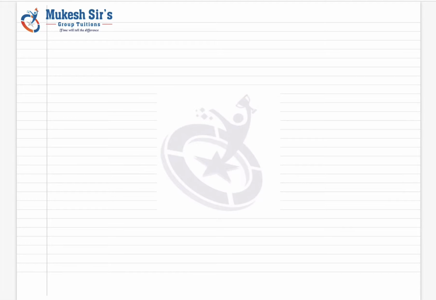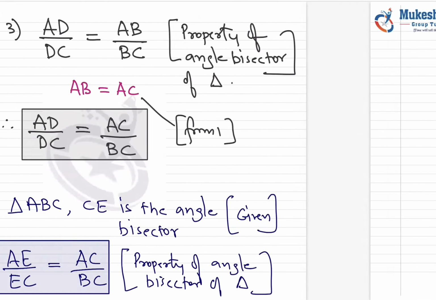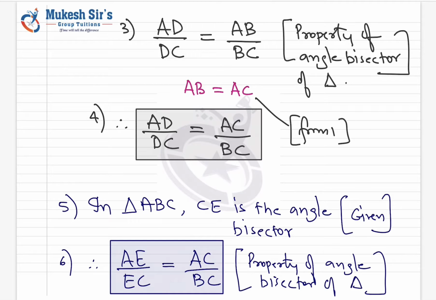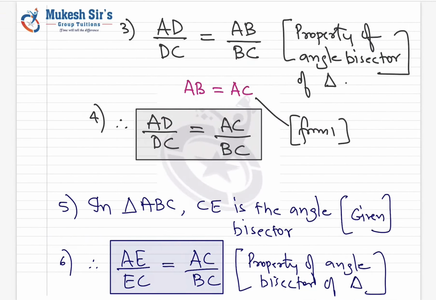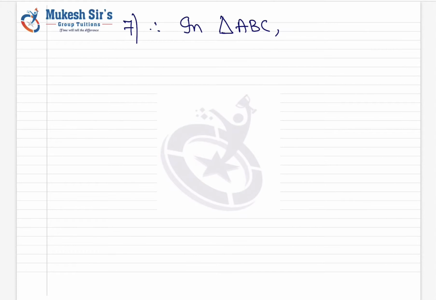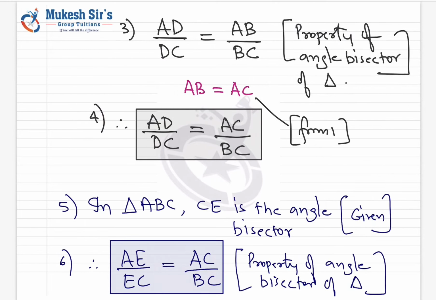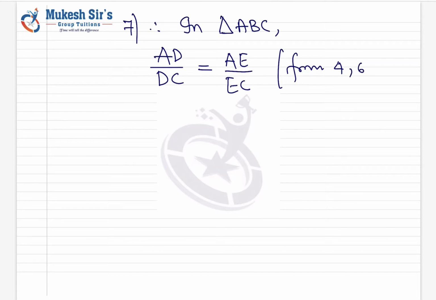So you can write therefore in triangle ABC, their right hand side is the same, so equate the left hand side. So you get AD upon DC is equal to AE upon EC. This comes from step numbers 4 and 6, right?